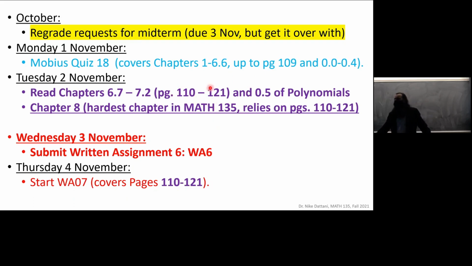So that's why I'm recommending to try to read ahead for pages 110 to 121. Try to do that as soon as you can. So Wednesday, you've got to submit assignment 6. And then I would suggest Thursday as soon as you can, assignment 7, take a look. Start it as soon as you can. And that's going to be covering pages 110 to 121, which I'm recommending to try to read as soon as you can. All right?